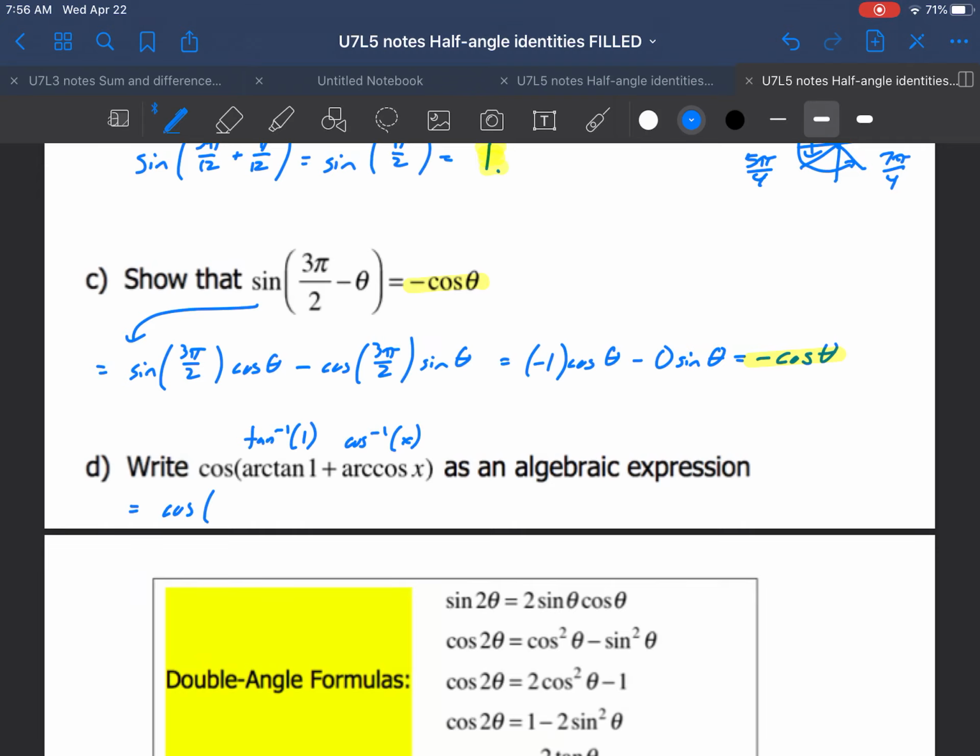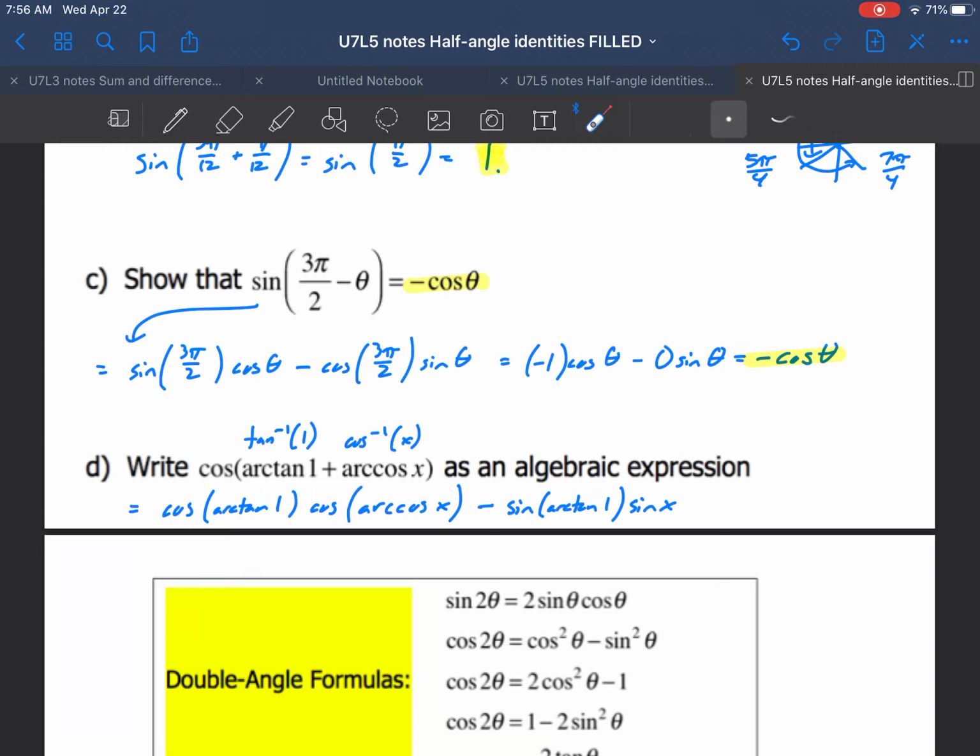So this is equal to cosine of arctan 1, cosine of arc cosine x, minus, again, because this is a plus, I'm going to subtract, sine of arctan 1, sine of x.